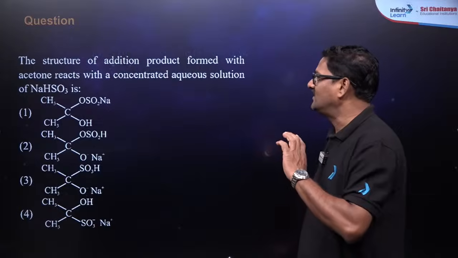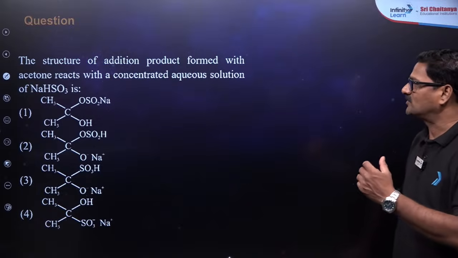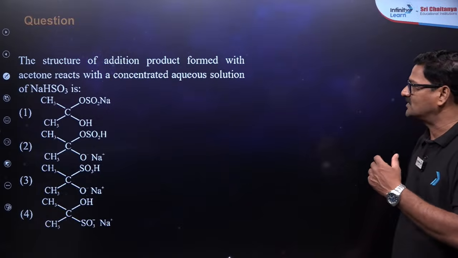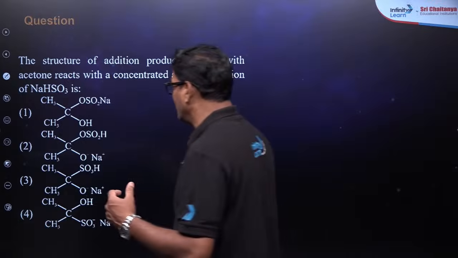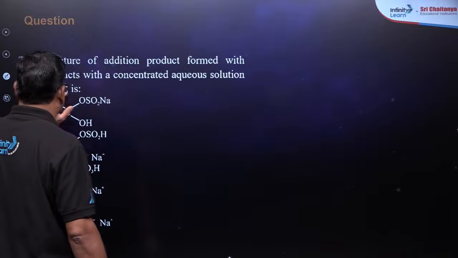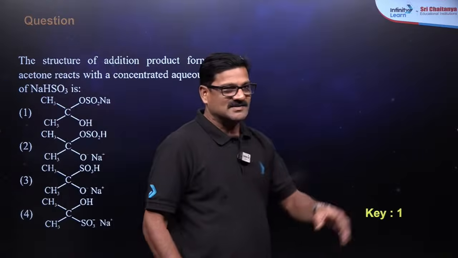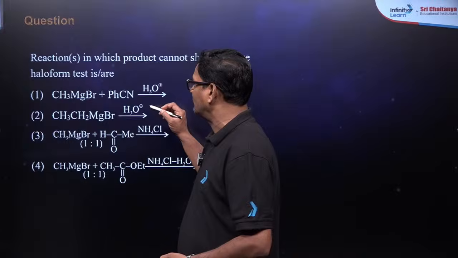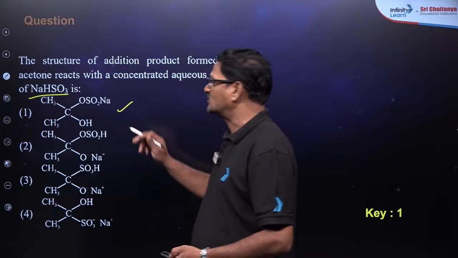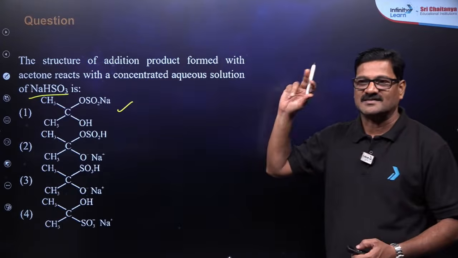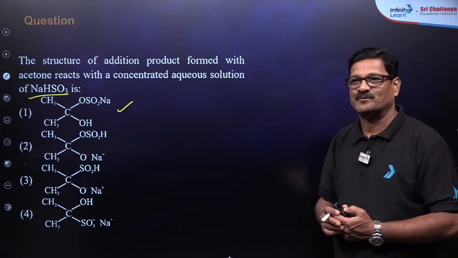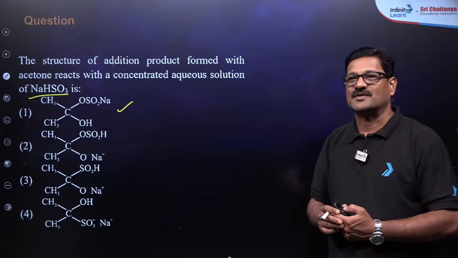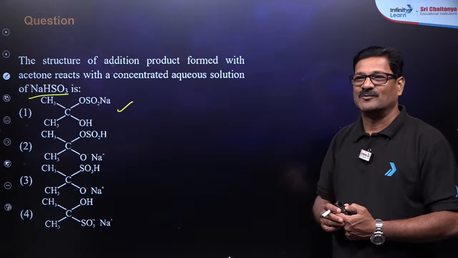Now moving ahead, the structure of the addition product formed when acetone reacts with a concentrated aqueous solution of sodium bisulfite. The sodium bisulfite adduct is given as option 1. It is connected to the first question we discussed in this session, right? Proton transfer will happen. What do you say?